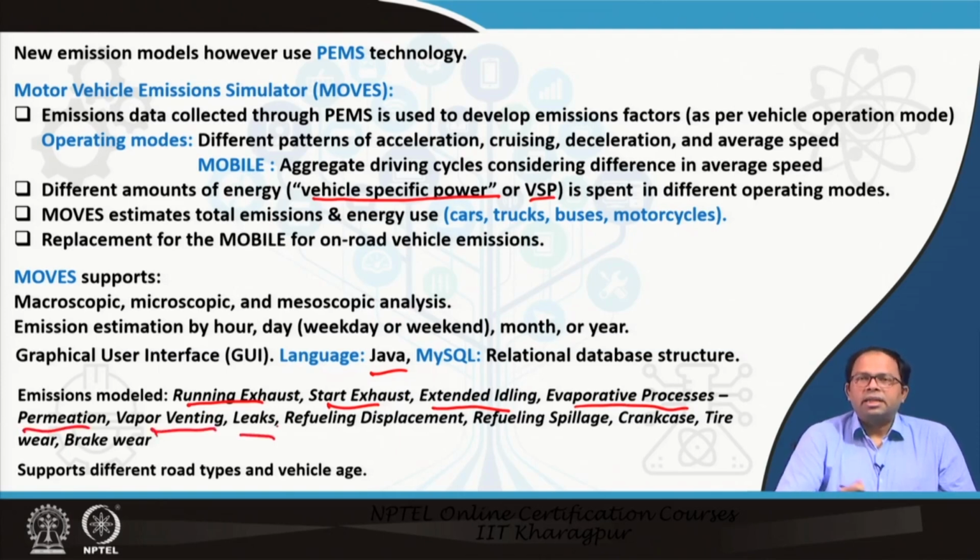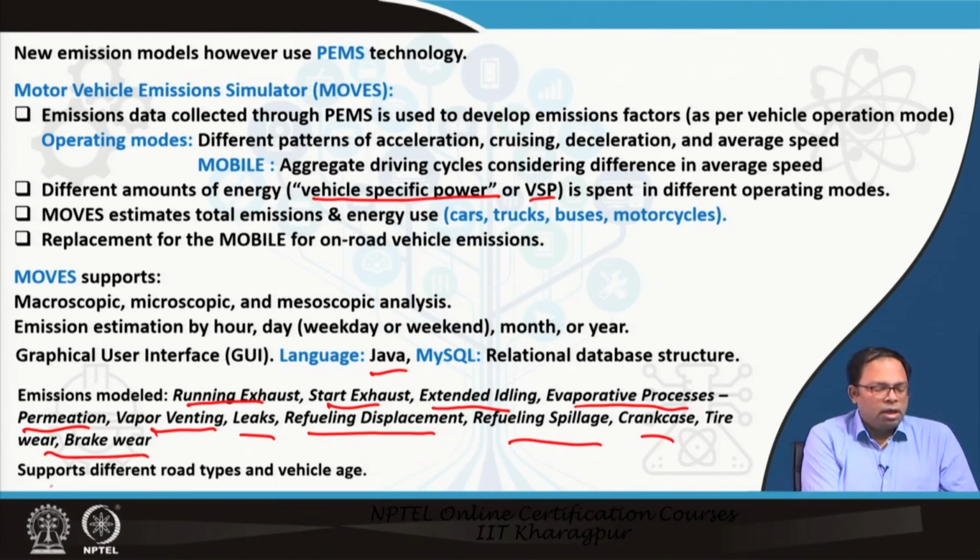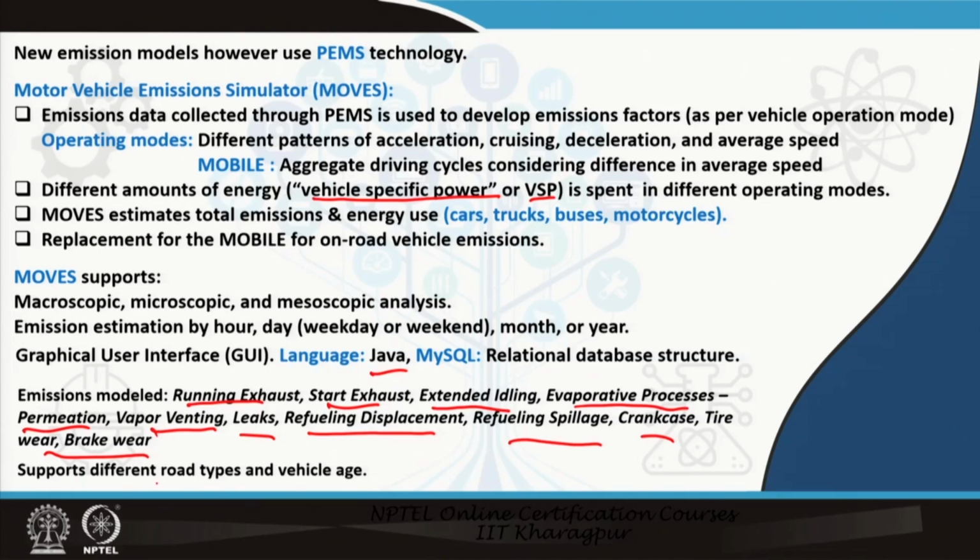That means at certain temperatures the fuel vaporizes and a certain amount of fuel vapor comes out, which is also a sort of emission. Then refueling displacement, refueling spillage, crankcase, tire wear, brake wear, and all these things. When you crank the vehicle, that also produces emission, and so on. It supports different kinds of road types and also vehicles of different ages. So, this is a very comprehensive model, but as you can understand, it's very difficult to get this kind of data for Indian conditions.